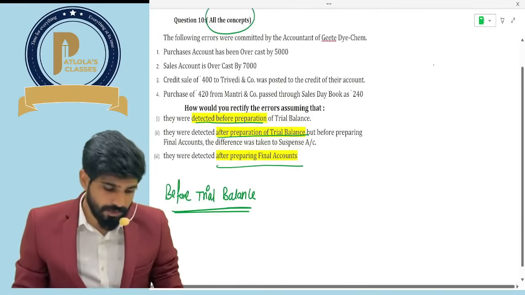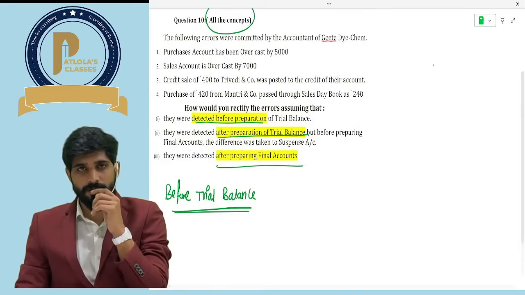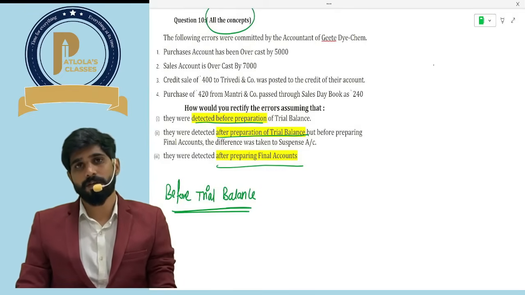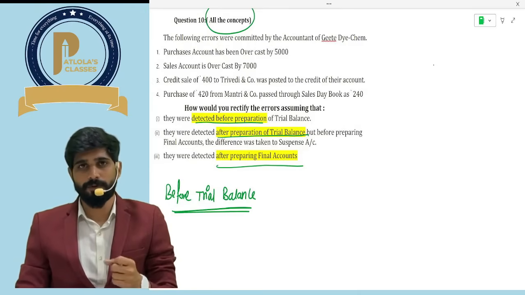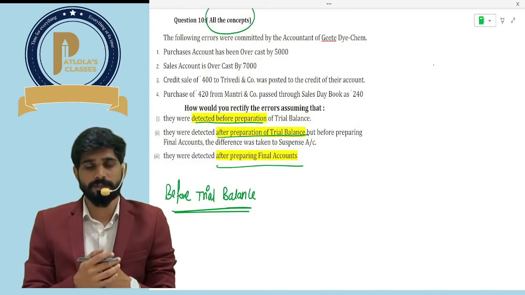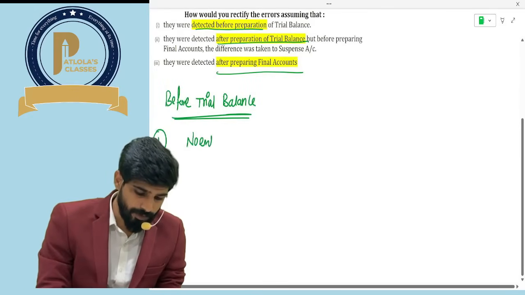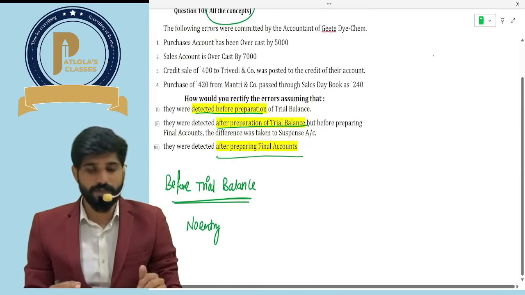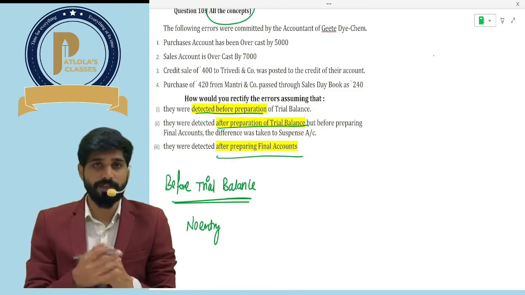What is the first one? First one, purchase account has been overcast by 5000. When the purchases are taken more, sir, trial balance is not yet prepared, so there won't be anything called suspense. Purchases is taken more. Now we need to adjust the purchases. Since ledgers are still open because you have not closed them and prepared trial balance, go rectify your purchases. It's a one side error. It is not possible to write any entry, because purchases has to be reduced. Purchases will be credited. What will you debit? No suspense, no P&L adjustment, so no entry is possible.